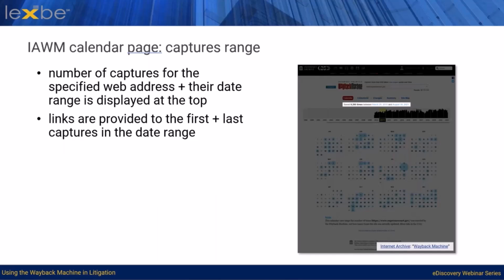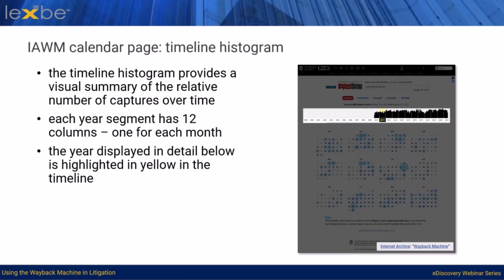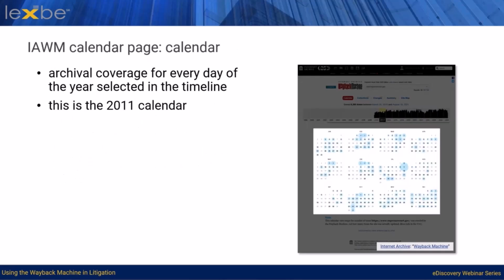Towards the top of the calendar page is a summary of the archival coverage for the web address specified in the search bar. It indicates the total number of captures stored in and made available through the Wayback Machine, as well as the first and last capture dates with links to access those. Just below the captures range is the timeline histogram. This provides a visual summary of the relative number of captures from 1996 to present. Each of the year segments in the timeline has 12 columns, one for each month. The currently selected year is highlighted in yellow in the timeline. Archival coverage for every day of the year selected in the timeline is displayed in the calendar view below. This is the calendar view for the year 2011.